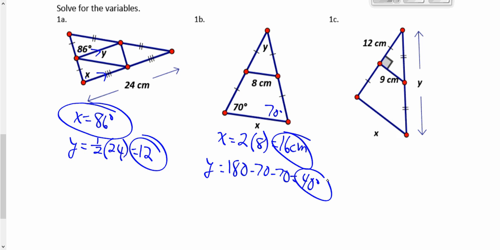We good? Did you get the last one yet? Oh, you have to do something for the last one. Anybody get that yet? Does anybody get anything for x or y in this one? I got 18 centimeters for x, and 24 centimeters for y. It's probably wrong.